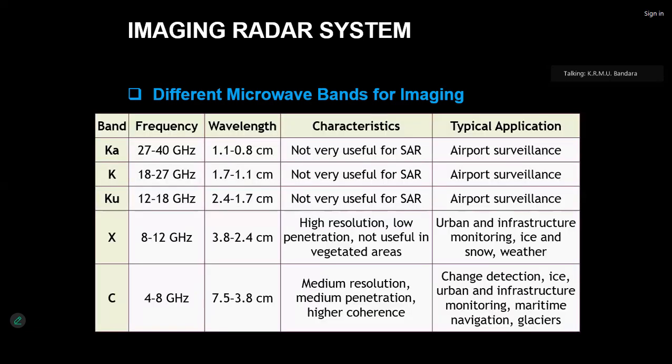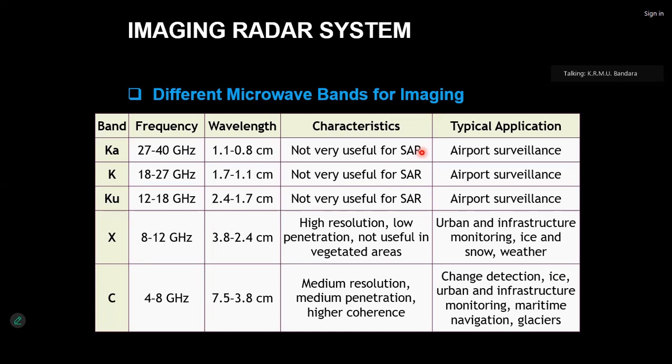This is the Ka, not very useful for SAR. SAR is synthetic aperture radar. I will explain what this is later on. SAR means synthetic aperture radar. You know the aperture of the camera. Aperture is synthesized: synthetic aperture radar. The other one is the real aperture radar. Real aperture means real antenna size. Synthetic aperture means a real antenna is used, but it works as a different size.